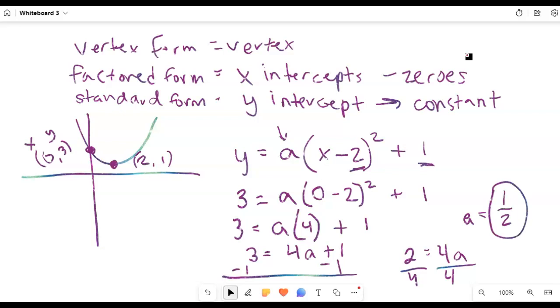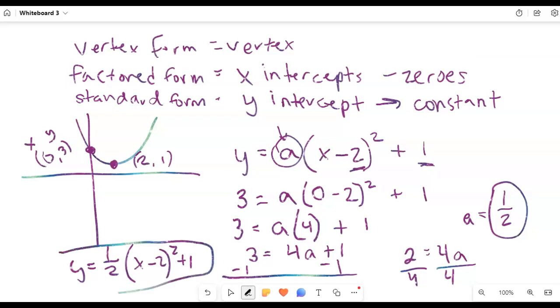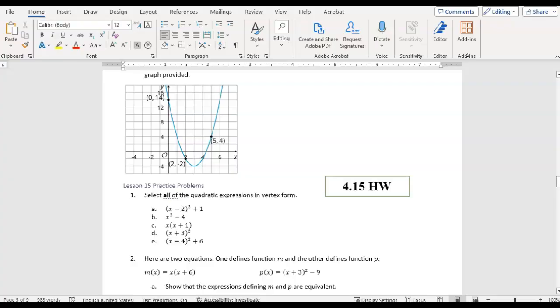So now we know that this is actually a little bit wider of a graph. So we would say y equals 1/2, replacing a, times (x minus 2) squared plus 1. So once you have that a, once you've done all that work to get a, you're just going back and rewriting the equation so that we can see what that equation is for the graph. All right, let's shift into your homework now.